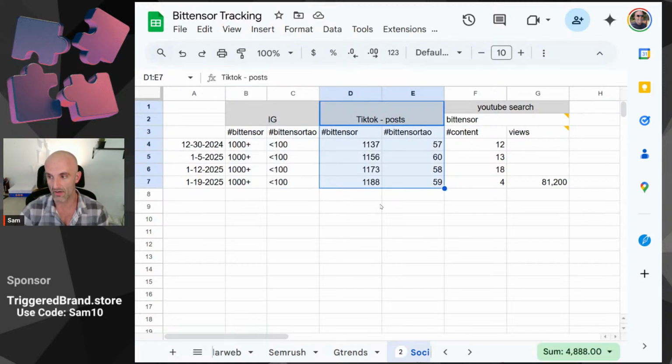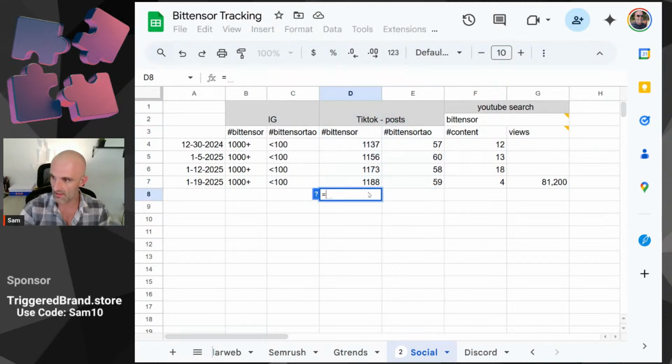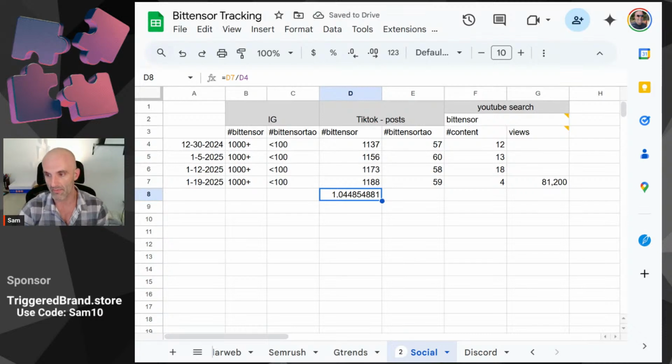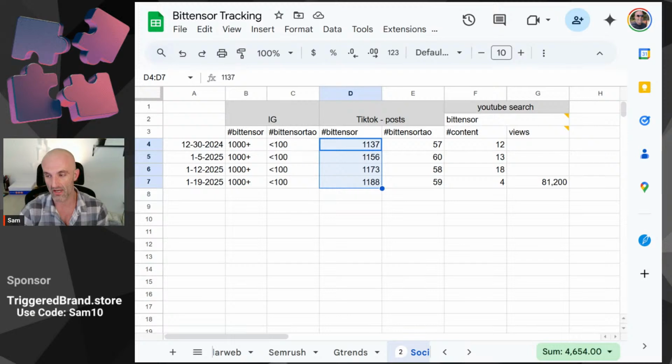TikTok does give us granular data where we get to see that over the last 4 or 5 weeks since we've been tracking this, we've had a 4.5% increase in a month, right? So if you annualize that, it's a 55% annual growth rate. A 55% annual growth rate in terms of people using the hashtag Bittensor.